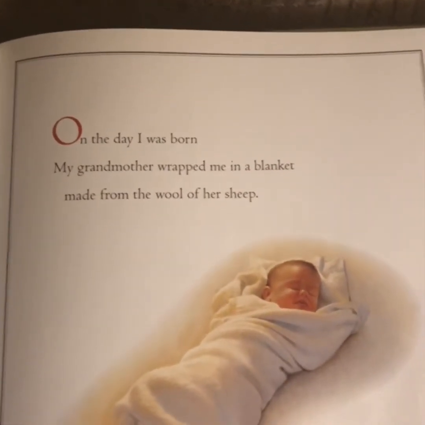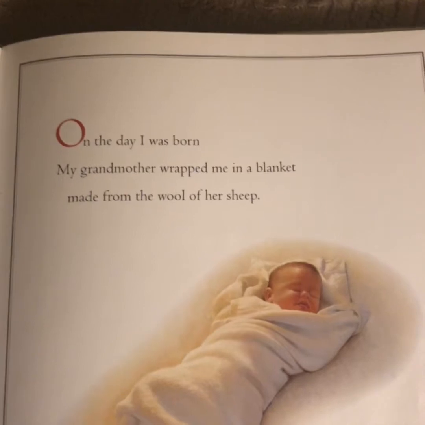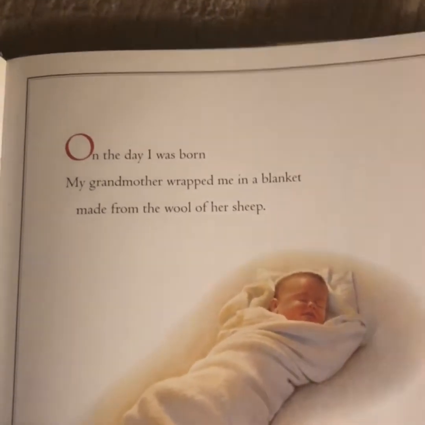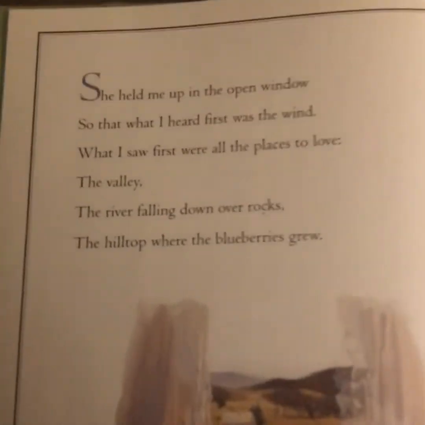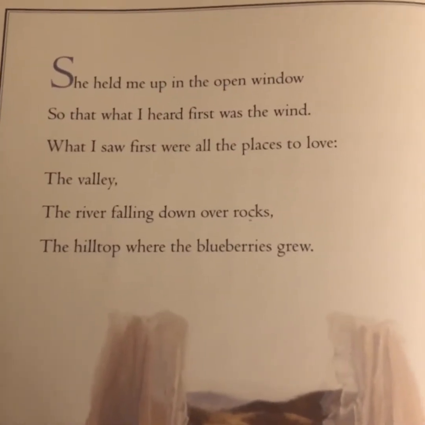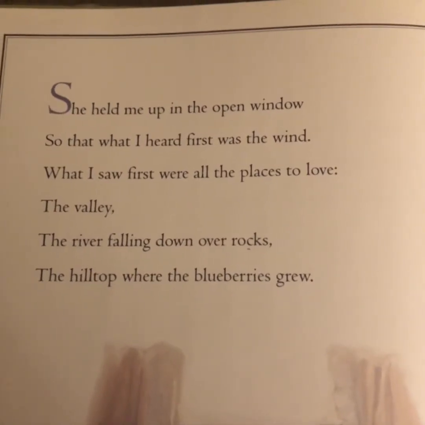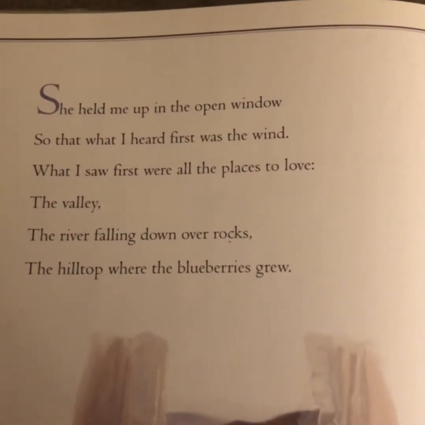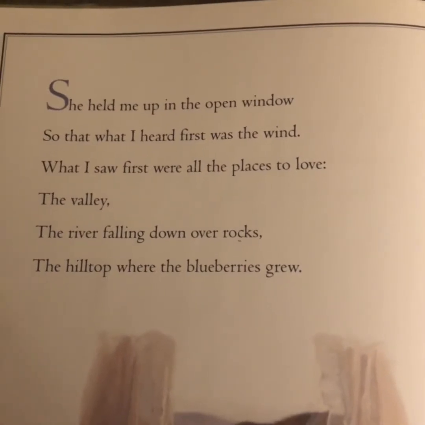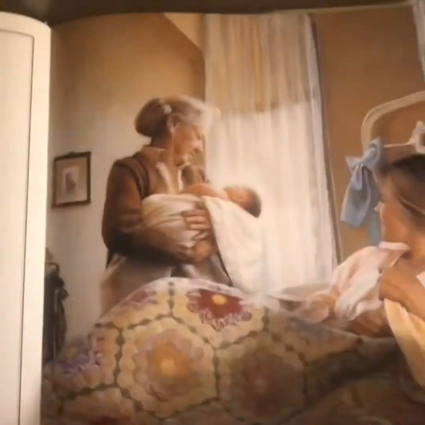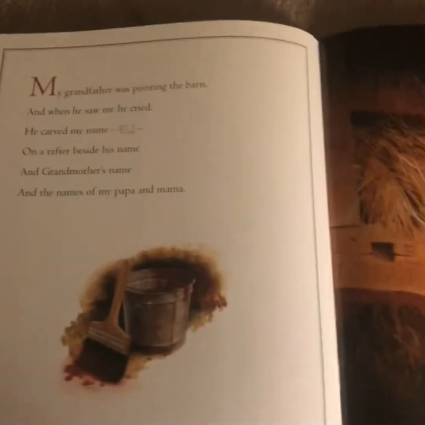And it sounds like a loving family that's close, and also a family that's probably connected to the land, made from the wool of her sheep. So you've got this warm love and connection. But we're going to find something else out as well. We're going to find out that being born into this family is also connected to having a place to love. The valley, the river, the hilltop. So that's our exposition, and it gets us started.